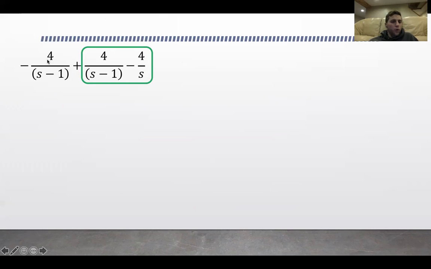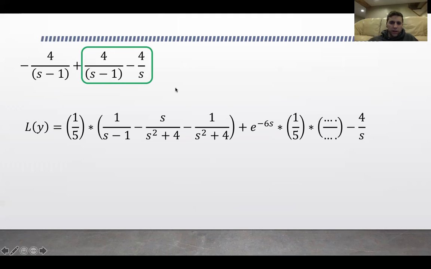So we have the minus 4 over s minus 1 that did not need to be decomposed, but then the other part of that decomposed into 4 over s minus 1 minus 4 over s. So we see that these two terms will end up canceling, the minus and the plus 4 over s minus 1. And so when we put that all together, it looks like this, where we have 1/5 times these three terms plus e to the negative 6s times 1/5 times those same three terms. And then we have a minus 4 over s that came from the last two terms there.